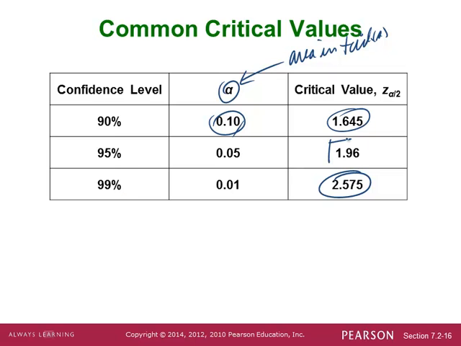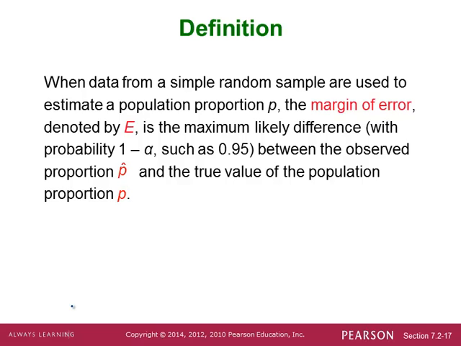But the one that you probably need to memorize the most is 1.96, because most of our confidence intervals are 95% confidence intervals. So remember 1.96, almost 2, but use 1.96. So we're going to use that 1.96 when we calculate our margin of error that we use to construct our confidence interval. When data from a simple random sample, remember that? Remember what a simple random sample is?